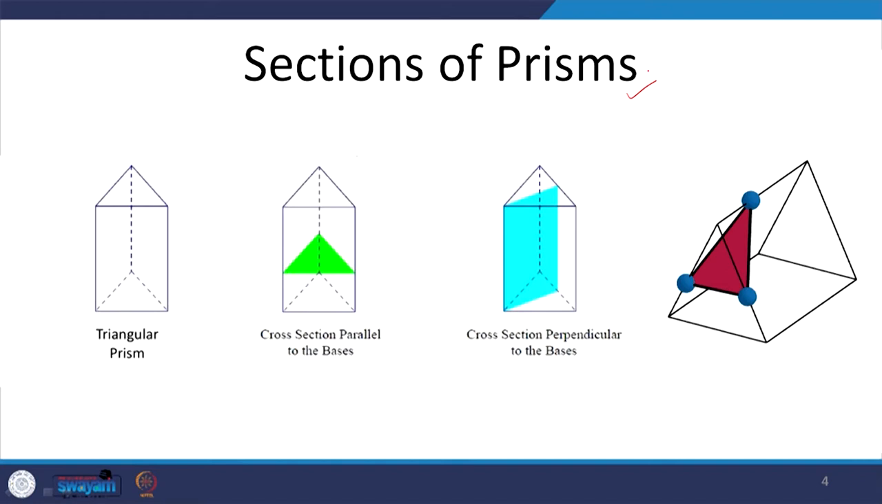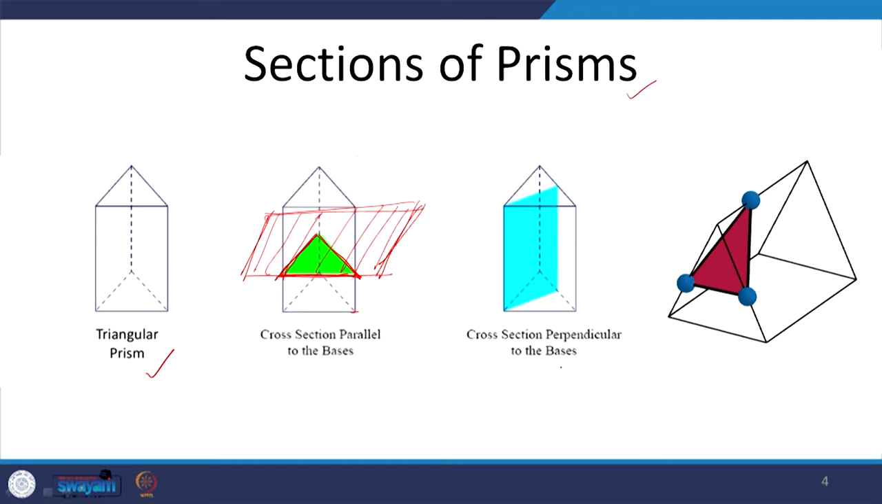We have taken the example of a triangular prism, which is one of the most common prisms. So, this is the triangular prism which we are considering. Now, what happens if the section plane is parallel to one of the bases or two bases? In that case, the cross section will exactly be the same as the base. So, when the section is being cut through a plane which is parallel to the bases, we will get the same shape of the section as that of the base.